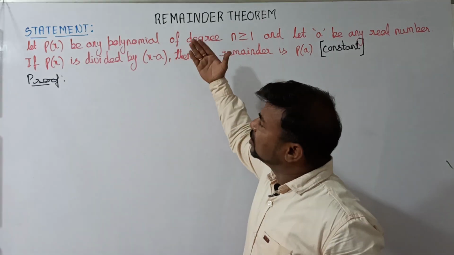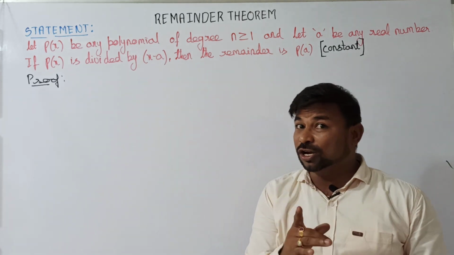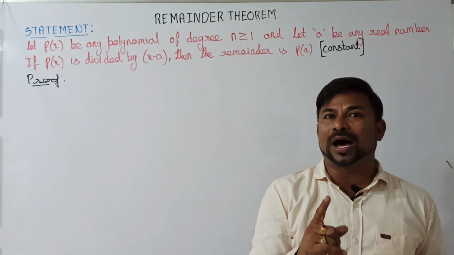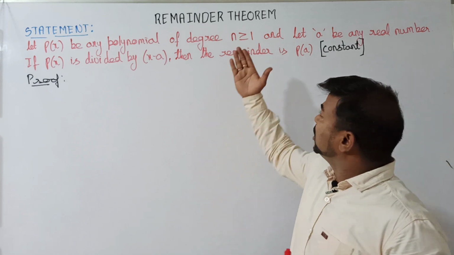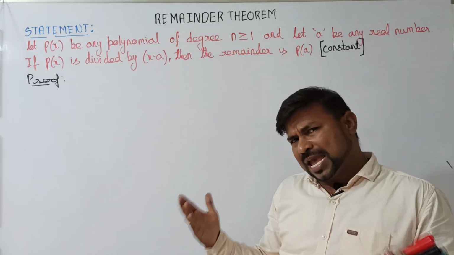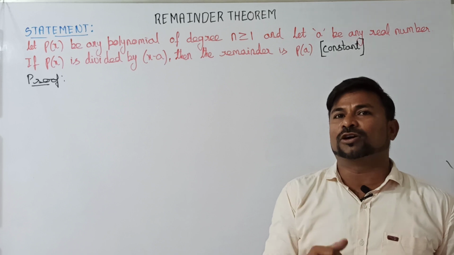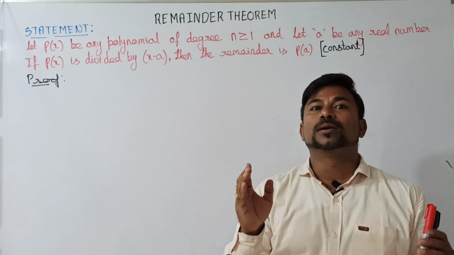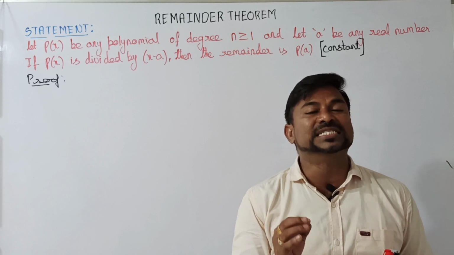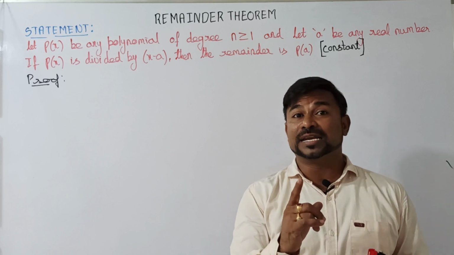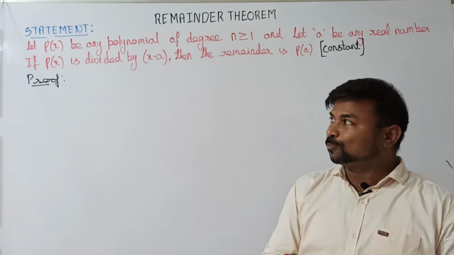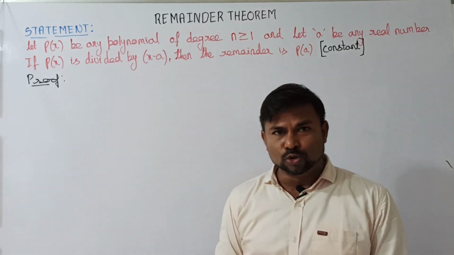Now, let us come back to the degree of p of x. The degree of p of x must be greater than or equal to 1. Let us consider the degree n to be greater than or equal to 1. Now comes the Remainder Theorem: if a polynomial p of x is divided by x minus a, then the remainder is p of a, a constant. Now let us prove that.